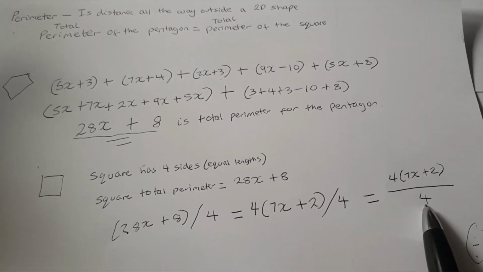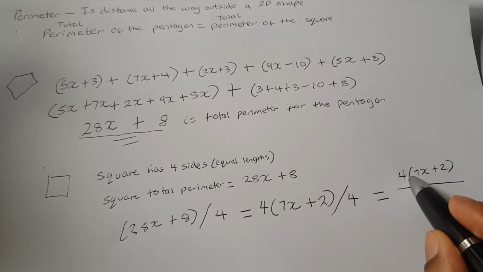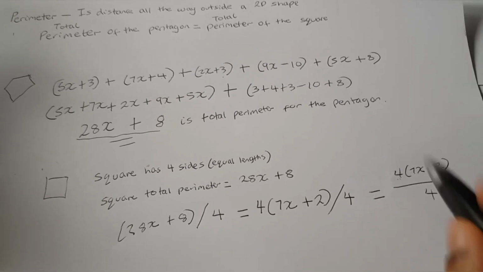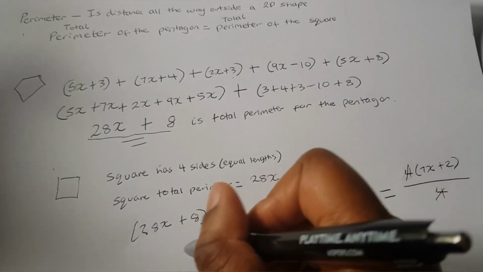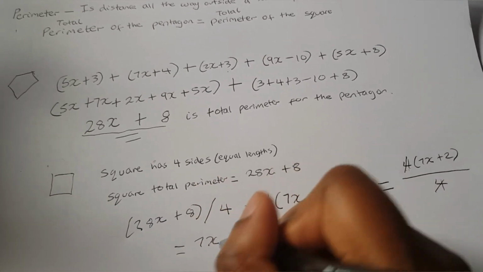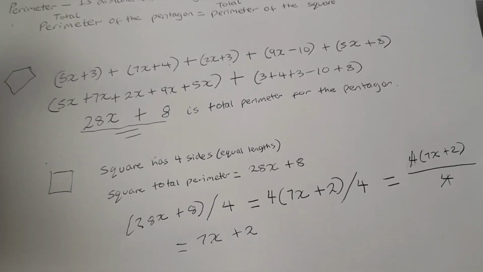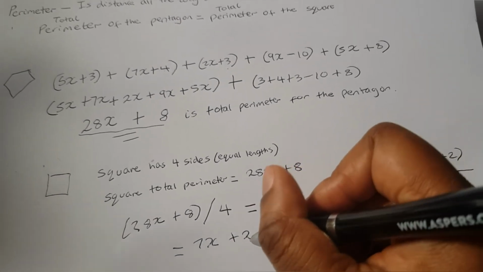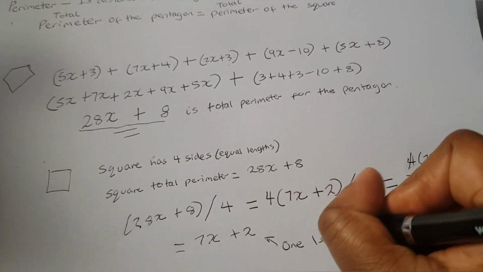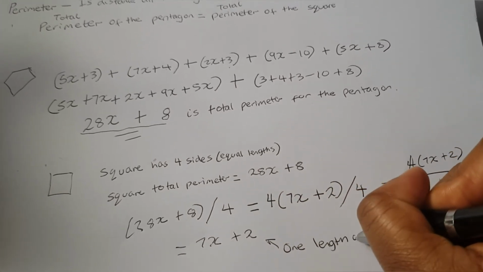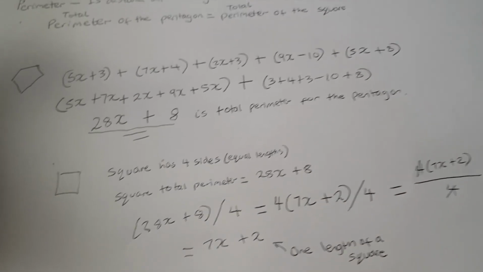I can now cancel out or divide. This is the same as 4 times this expression, so we can cancel the 4 out. And that gives us 7x plus 2. So one length of a square equals 7x plus 2. And that's your answer.